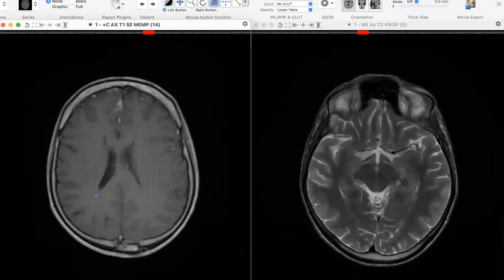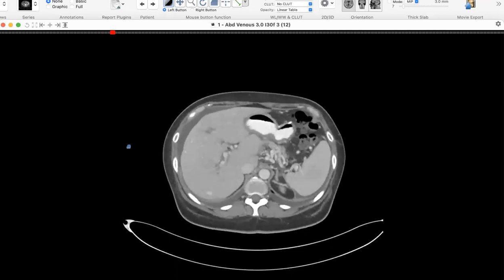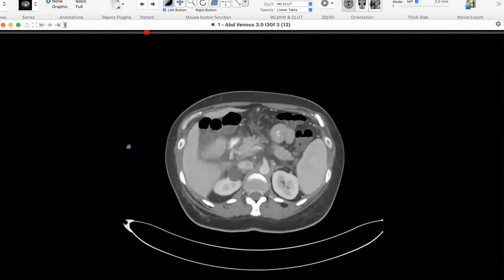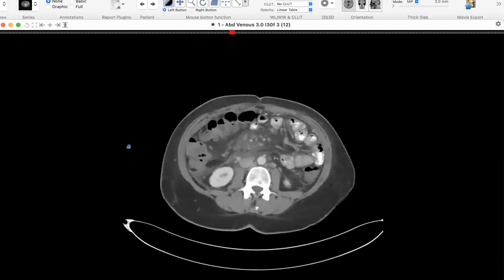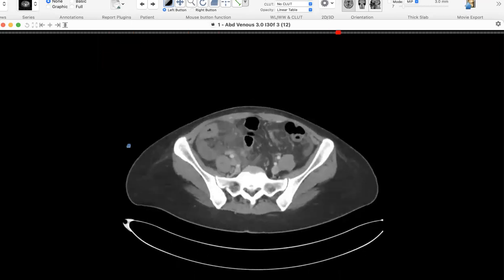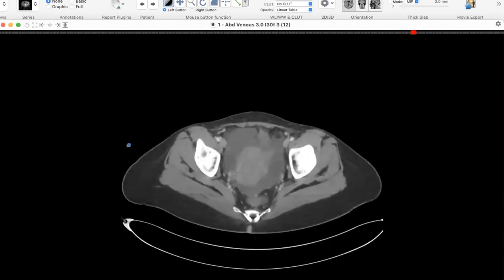Okay. This is your next case. This patient presented with right abdominal pain. This patient is a 50-year-old female. This is an axial enhanced CT in arterial phase of a 50-year-old patient complaining of right abdominal pain.